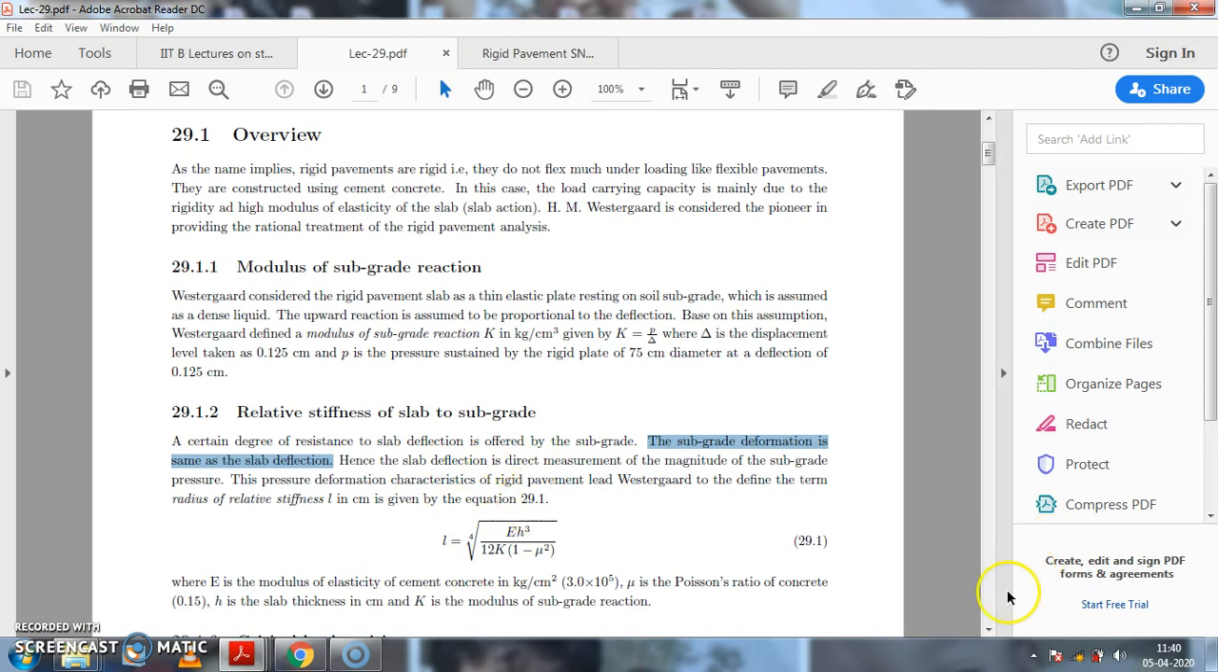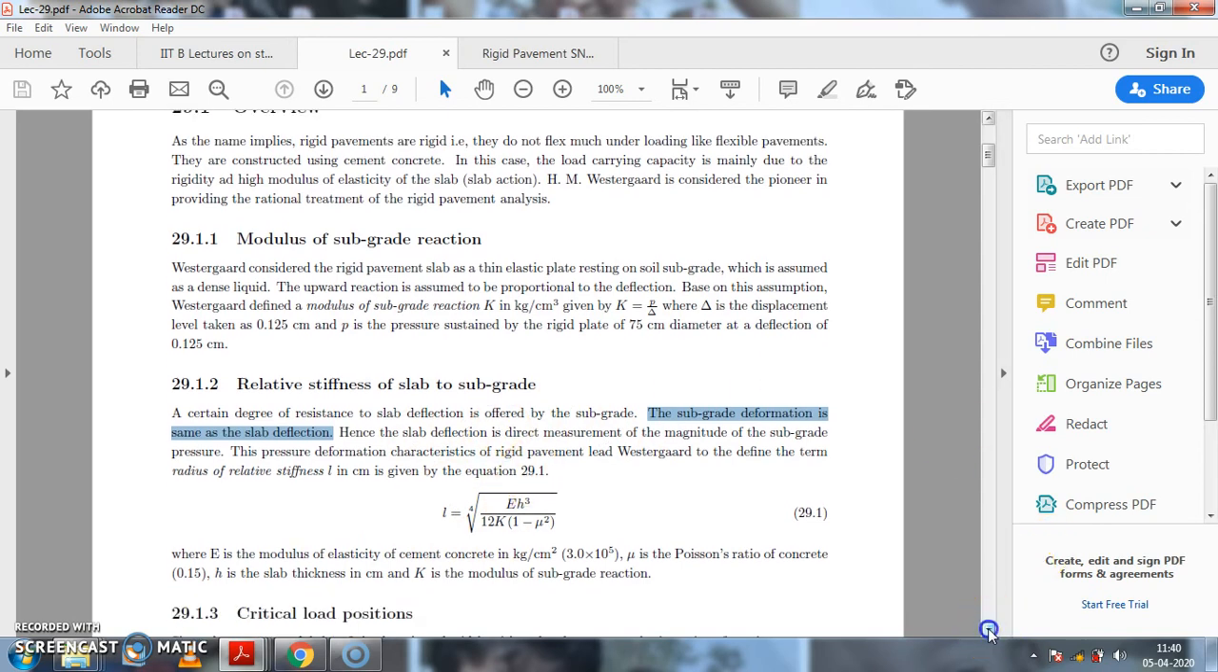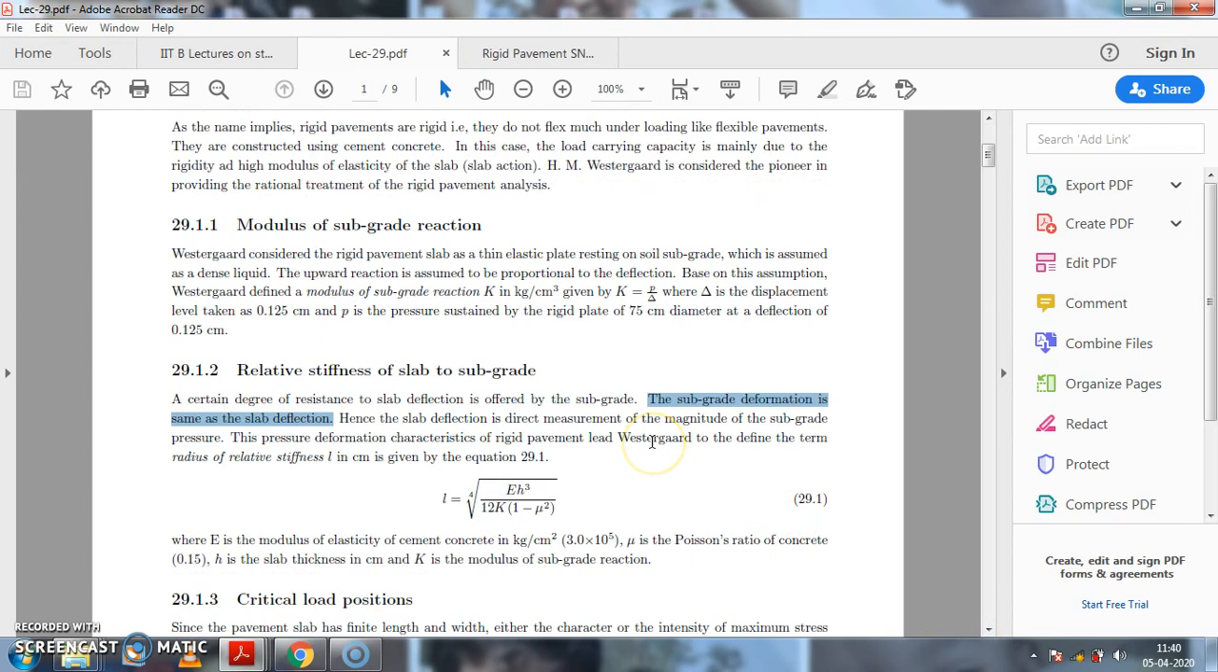Now all of you know that this is the empirical formula given by Westergaard, that is L equals to the fourth root of E h cube by 12 k into (1 minus mu square). Okay, so this is the formula. L equals to [E h cube by 12k into (1 minus mu square)] to the power 1 by 4. This is the formula given by Westergaard to determine the relative stiffness, or radius of relative stiffness.